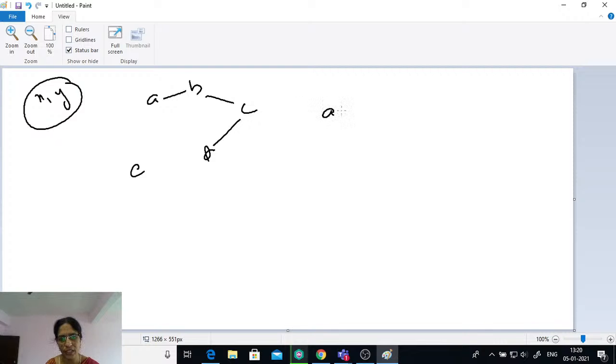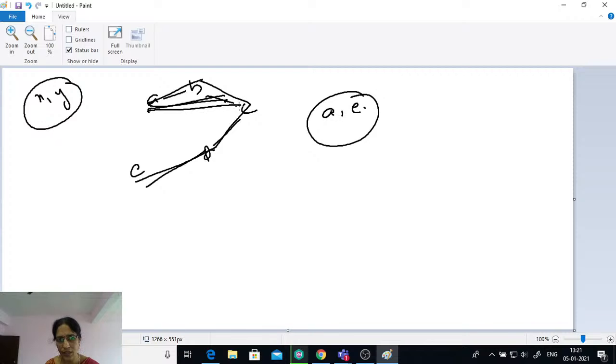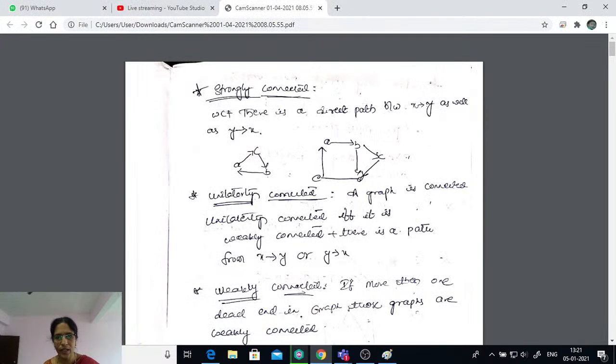Suppose you try to find a path between these two vertices, and there is no path. Suppose you find a path from A to E. There exists some path: A to B, B to C, C to D, or A to C directly and C to D. So this is called a connected component. That means you can pick any pair of vertices, and if there exists some path, then we say it is a connected component. A graph can be connected in three ways: strongly connected, unilaterally connected and weakly connected.